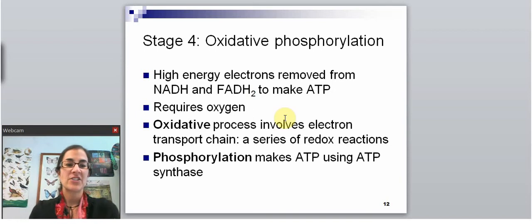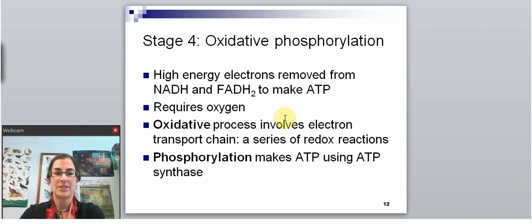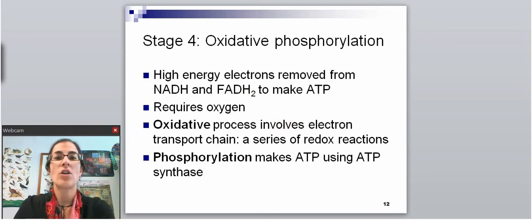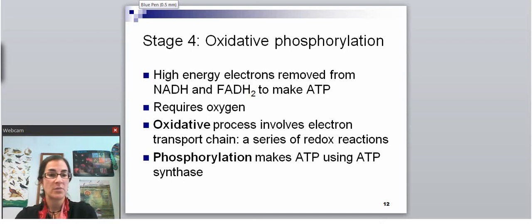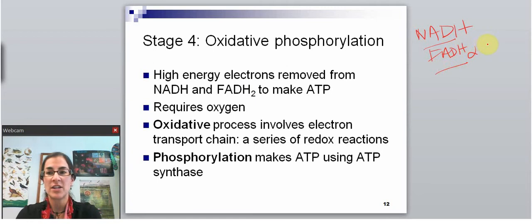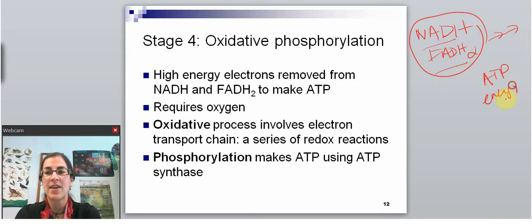So the final stage of cellular respiration is oxidative phosphorylation. Remember that at the end of the citric acid cycle, all of the carbon was fully oxidized. So all of the energy was removed from it, and most of the energy was left in the energy intermediate NADH or FADH2. And so the final stage of cellular respiration is now going to take that energy and transform it into ATP energy, because again, that's how the cell likes to spend energy.